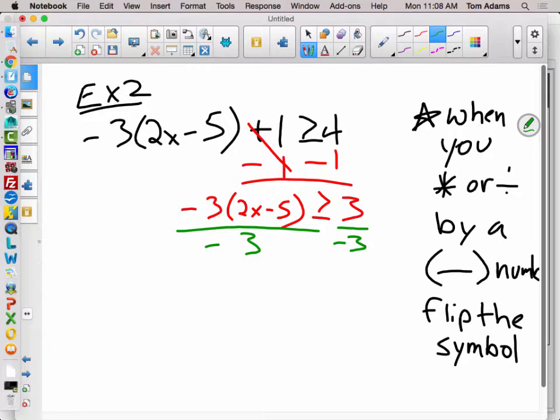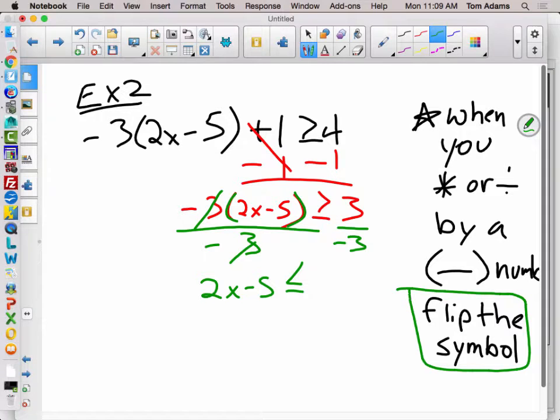Yeah, this is big boy algebra. And big girl. Right? We can do that. Since I'm multiplying everything in the parentheses by negative 3, I'll just divide everything by negative 3. Now the nice thing about that is these cancel. I'm left with 2x minus 5. I divided by a negative, so I've got to flip my symbol, right? That's what we said. And then 3 divided by negative 3 is negative 1.